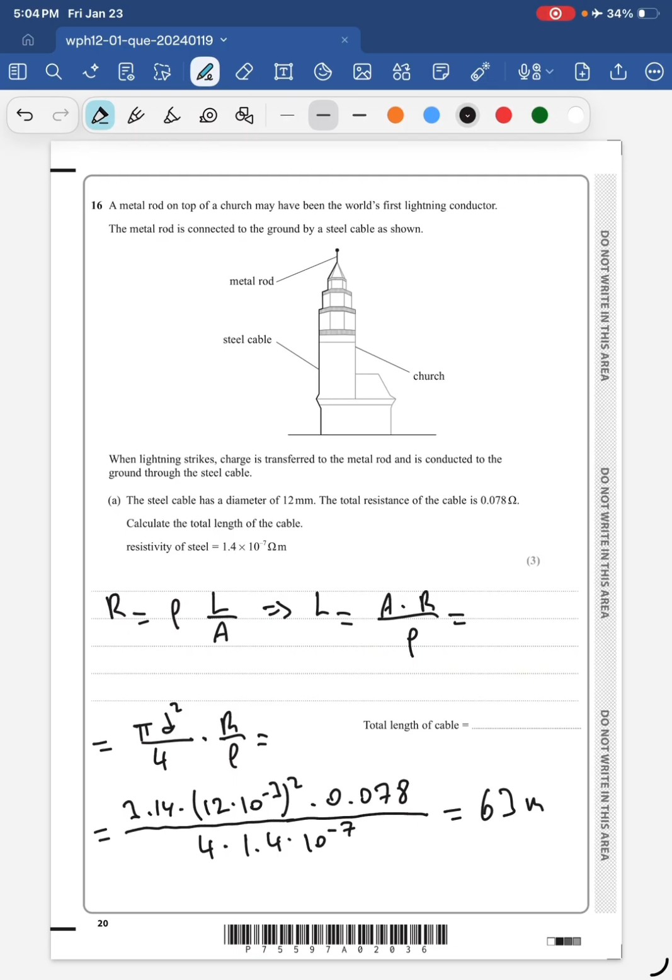And it does make sense, right? 63 meters. This is a tall church, okay? But it makes sense, right? I mean, you can have buildings that are that tall in the real world. I mean, if you found the answer to be 6,000 meters, even the Burj Khalifa is not that tall. So yeah.